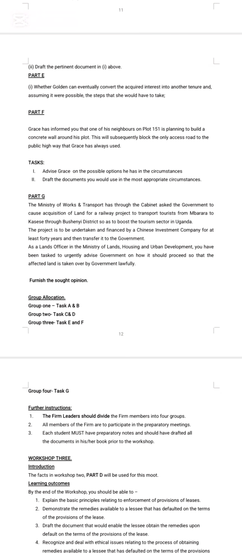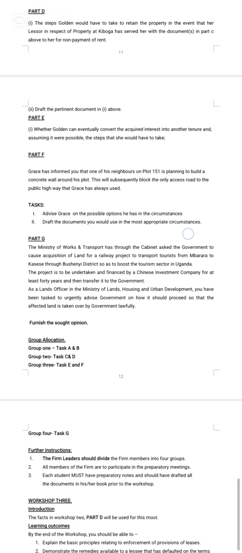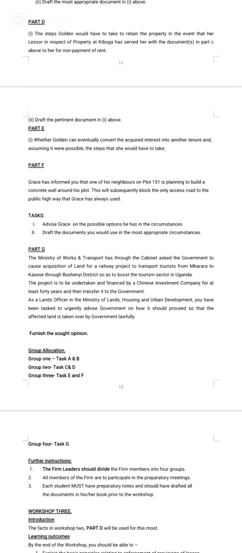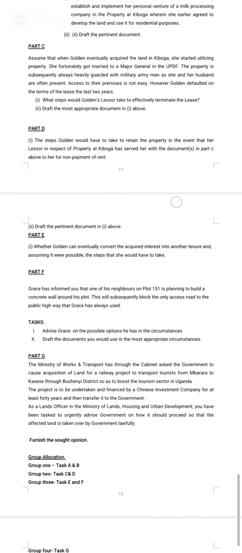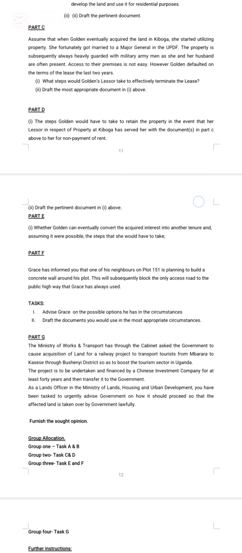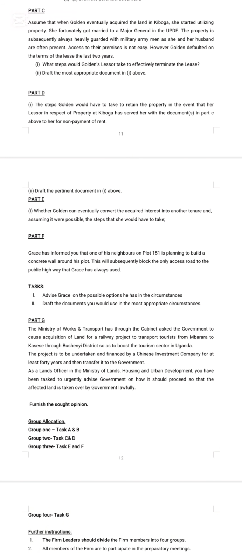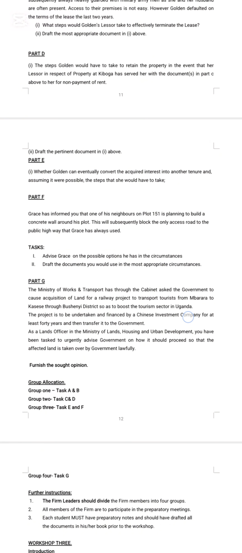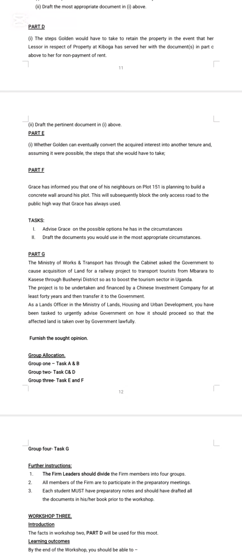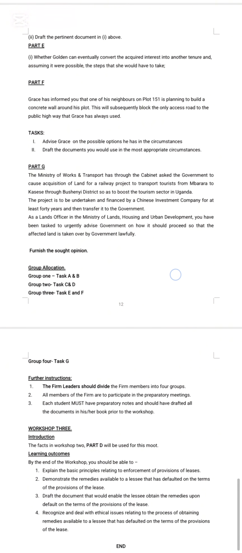Part E, whether Golden can eventually convert the acquired interest into another tenure, and assuming it were possible, the steps that she would have to take. So basically here we are looking at how do you convert leasehold to freehold. First and foremost, the first question is, is she a Ugandan? If you're Ugandan, then you have to follow the Land Act, basically on how we can convert lease into other systems like freehold. The Land Act read together with regulations provides how that can be done.